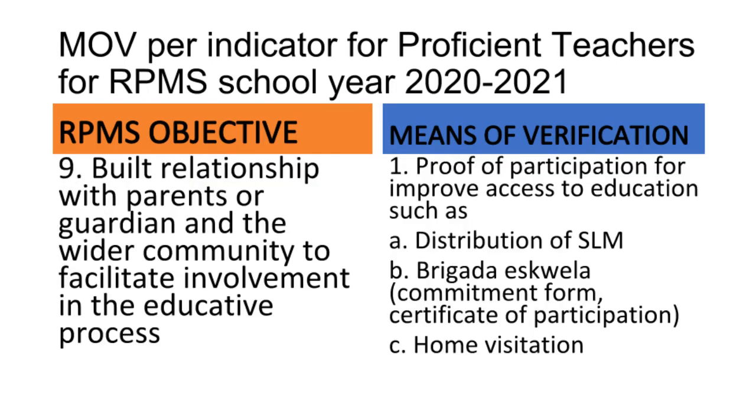RPMS objective: Built relationship with parents or guardians and the wider community to facilitate involvement in the educative process. Means of verification: Proof of participation for improved access to education, such as distribution of SLM, Brigada Eskwela commitment form, certificate of participation, or home visitation.